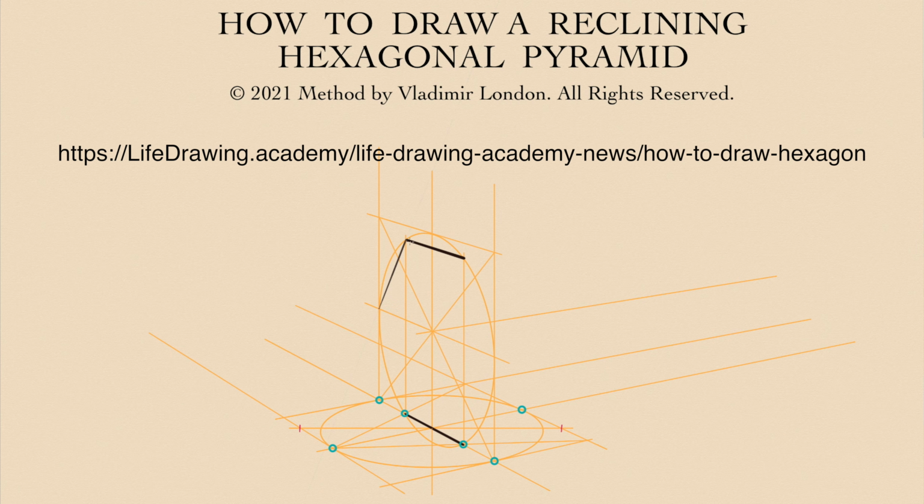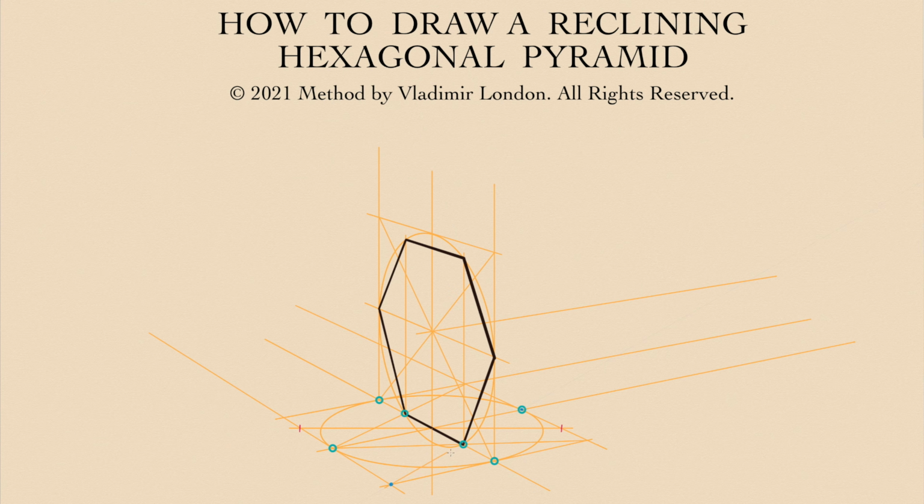Several methods of drawing a hexagon are explained in a separate video lesson. The link is in the description. As you can see, this hexagon is depicted from the ground up. This also will be a modular pyramid. I use a special method to find its vertex. All that is left is to connect this vertex with 6 corners of the hexagonal base.